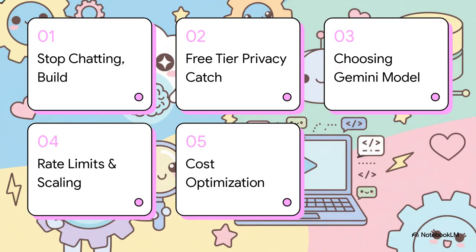Okay, let's map this out. 1. Stop chatting, start building. 2. The free tier privacy catch. 3. Choosing your Gemini model. 4. Rate limits and scaling. And 5. Pricing and cost optimization. Let's dive right into this.